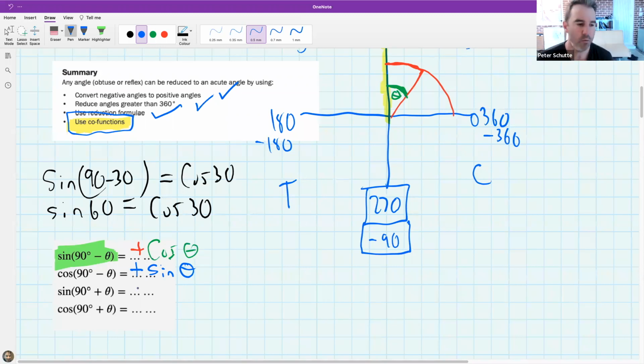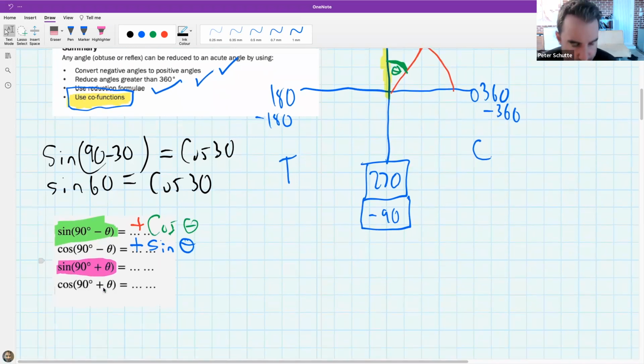Now, I want everyone to try and reduce the sine of 90 plus theta. I want you to try and write what you think that reduces to using the process I've used now. And there are 3 steps. Which quadrant is it in? Is it positive or negative? And then ask yourself, how far is it from the nearest vertical axis? And then ask yourself, what is the co-ratio? See if you can write down the answer for the pink one.